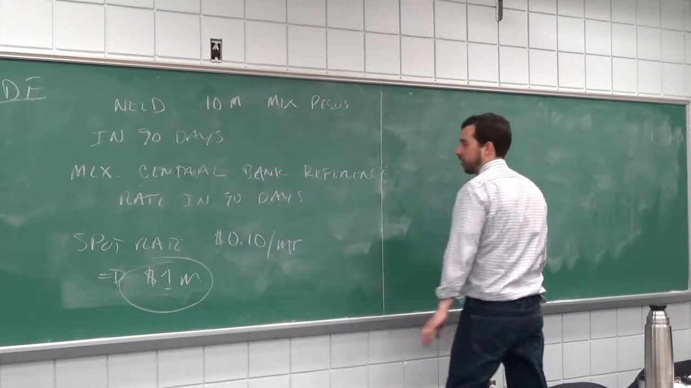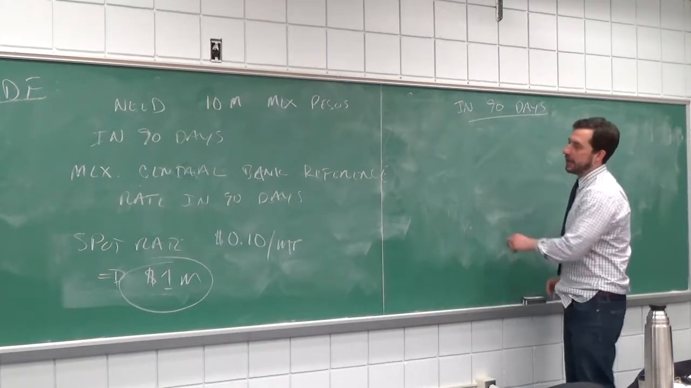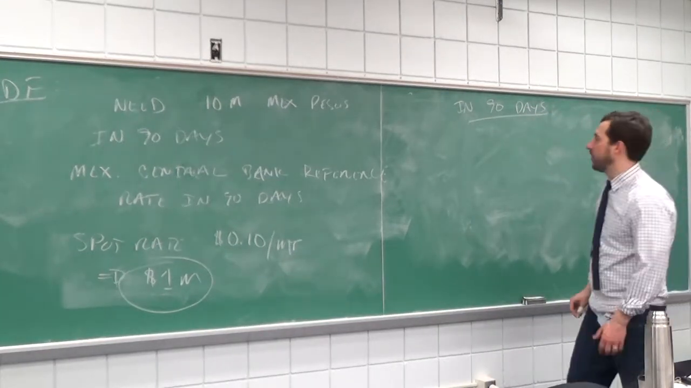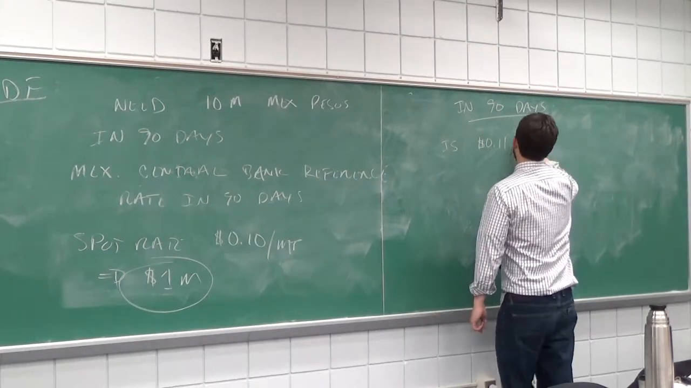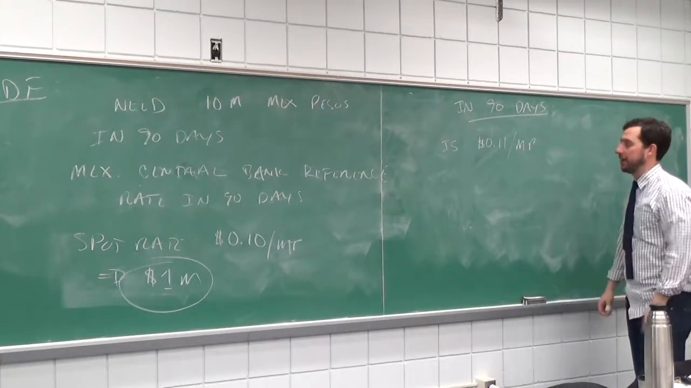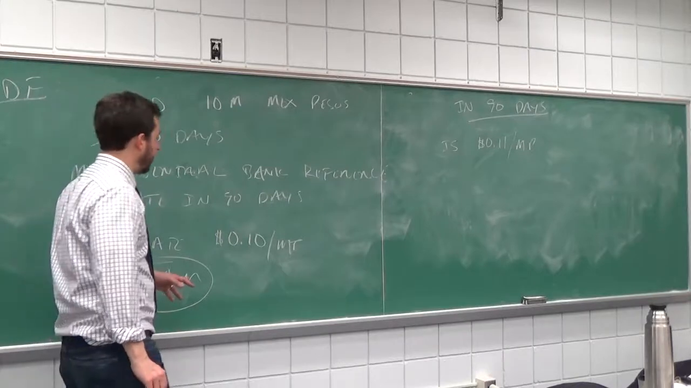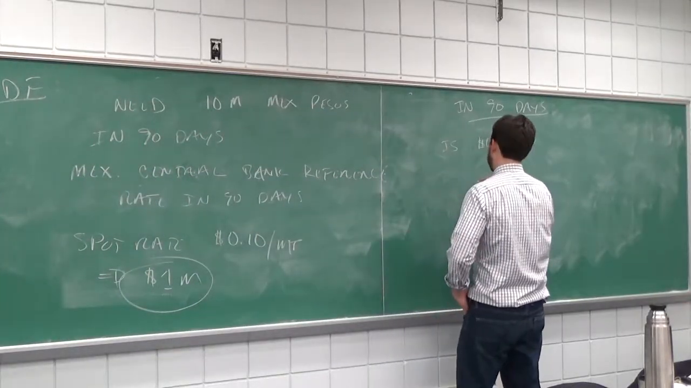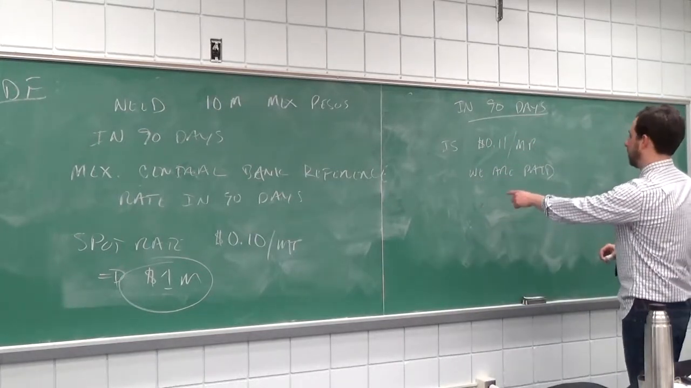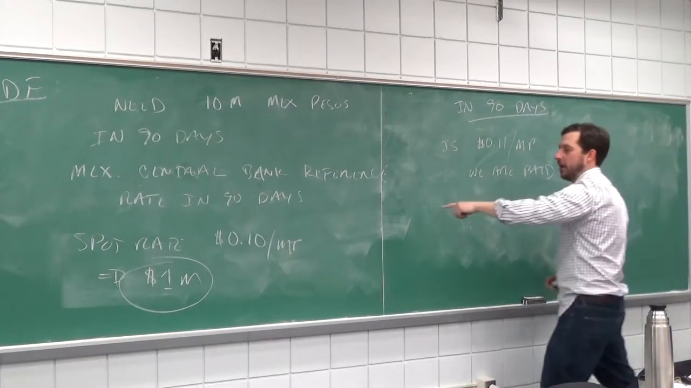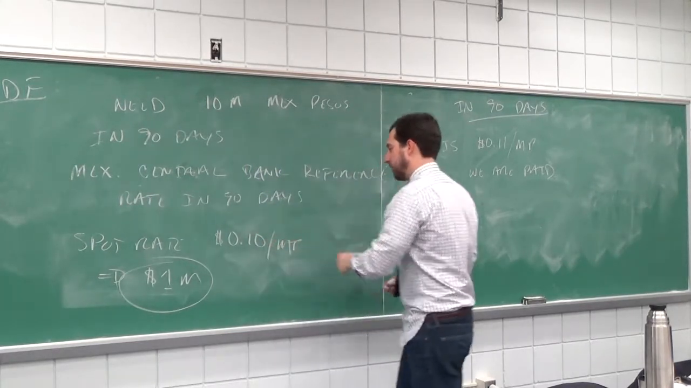So the way this will work is, in 90 days, let's say for example it is 11 cents per Mexican peso. That means the Mexican peso went up 10% versus the dollar. So in the non-deliverable contract, we are going to be paid 11 cents minus 10 cents times the notional amount, 10 million. So this is going to be $100,000.